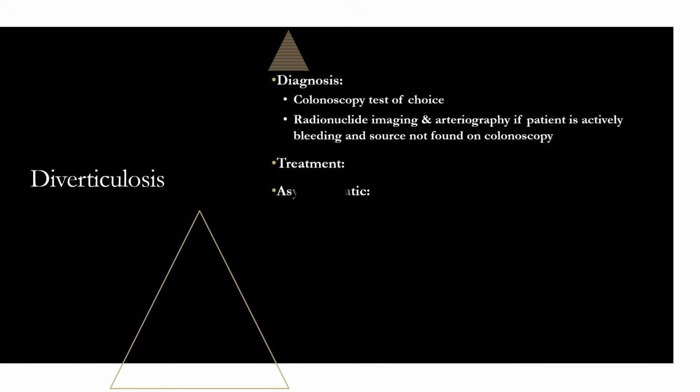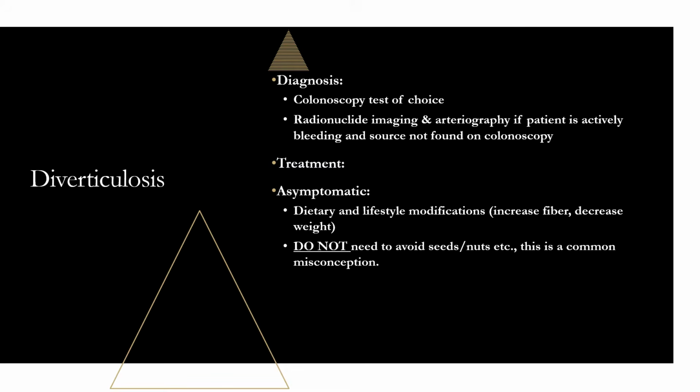Now, treatment. You're going to start with dietary and lifestyle modifications in an asymptomatic patient, meaning they're not bleeding, they're not having any other problems. So make sure that they're increasing their fiber and decreasing their weight if they are overweight. And then you do not need to avoid seeds, nuts, etc. This is actually a common misconception.